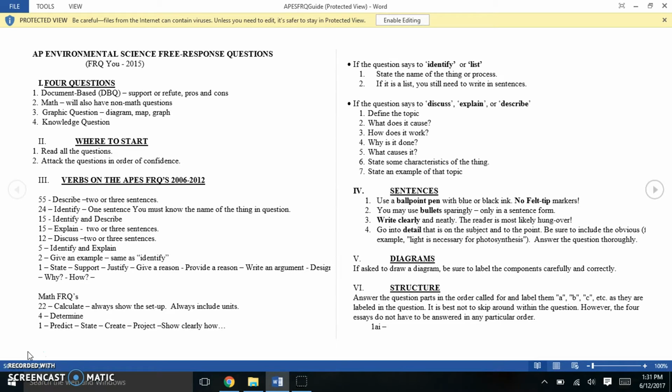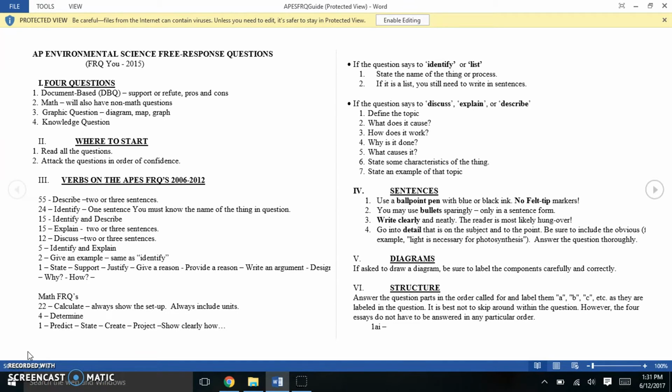What does it cause? How does it work? Why is it done? What causes it? State some characteristics, state an example. You're going to get into more of a detailed explanation here when it has those verbiage.